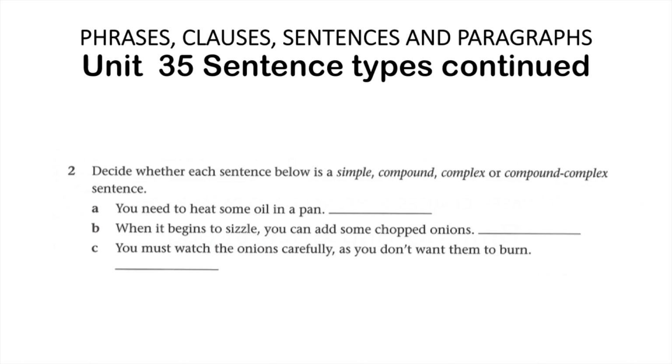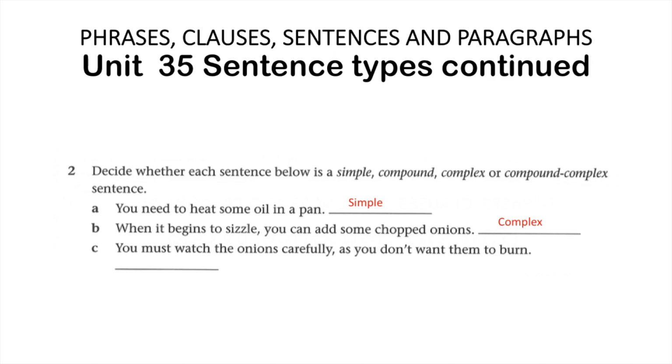The first one, you need to heat some oil in a pan. This is a simple sentence. There's no conjunction in there, there's no embedded clauses, so you know that it's just a simple sentence. For the second one, when it begins to sizzle, you can add some chopped onions. Because we have the information at the beginning, when it begins to sizzle, we understand that that's an embedded clause, and therefore it's a complex sentence.